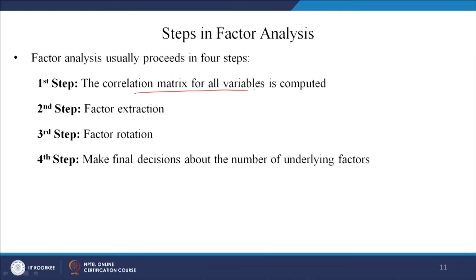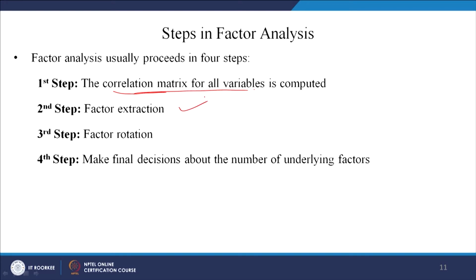So, how do we conduct the factor analysis? There are 4 steps. The first step is to draw the correlation matrix. As we have understood by now, the heart and the spirit behind factor analysis is the correlation. There has to be correlation among the variables. If there is no correlation, then factor analysis is not the right tool.